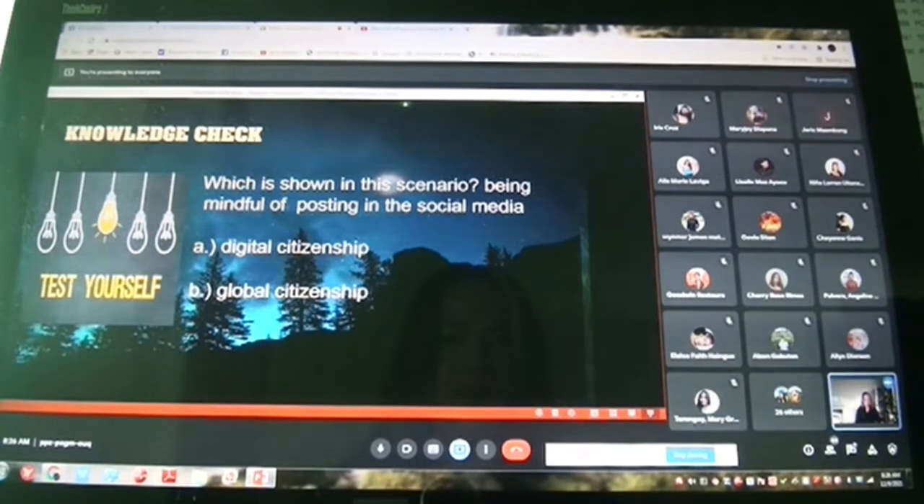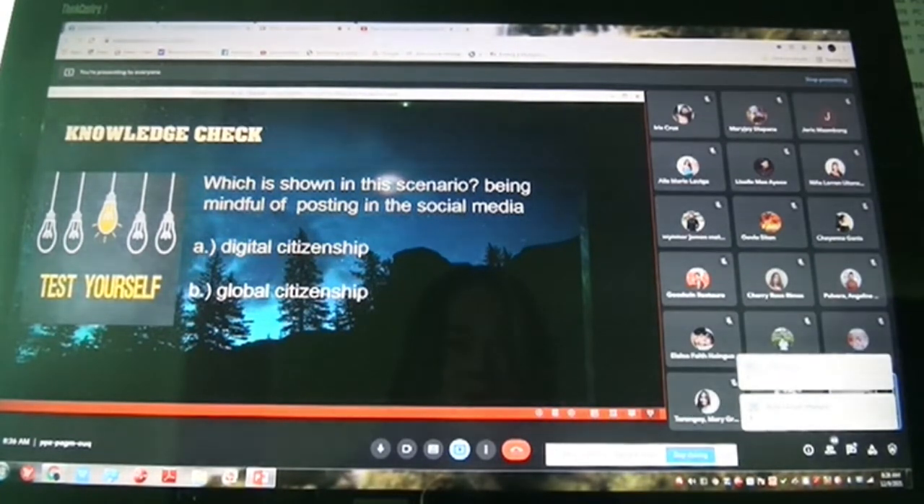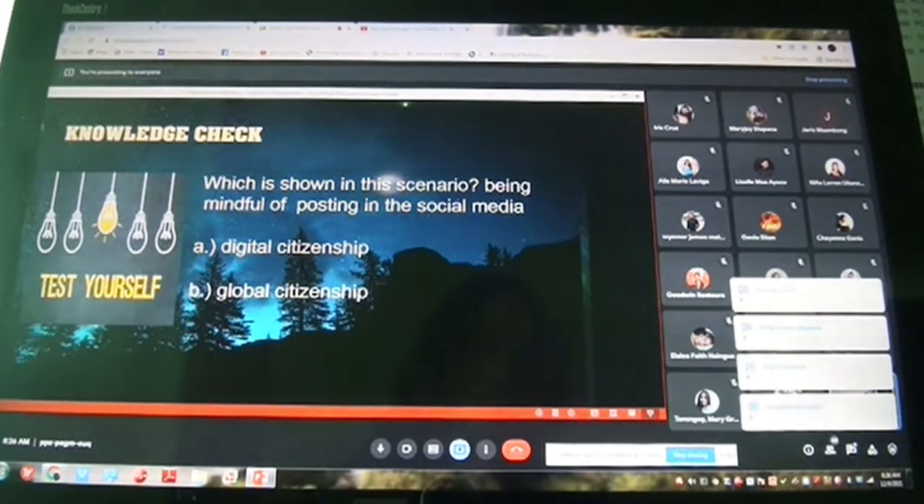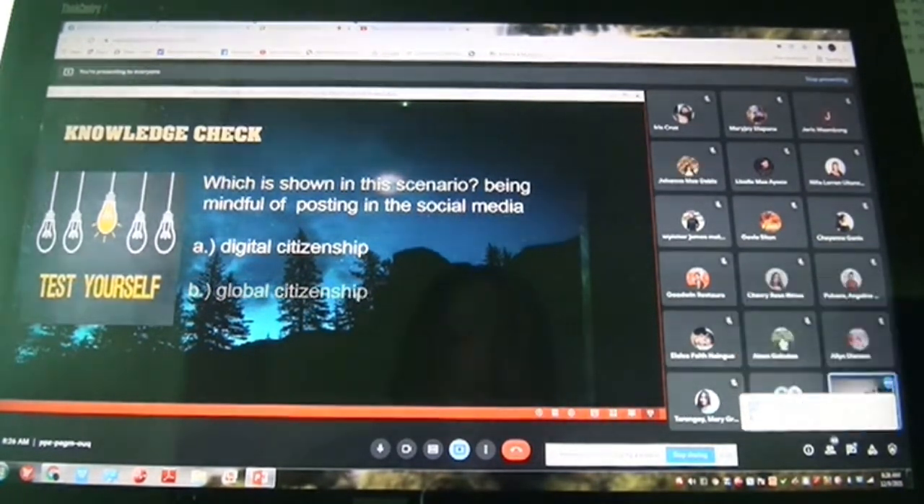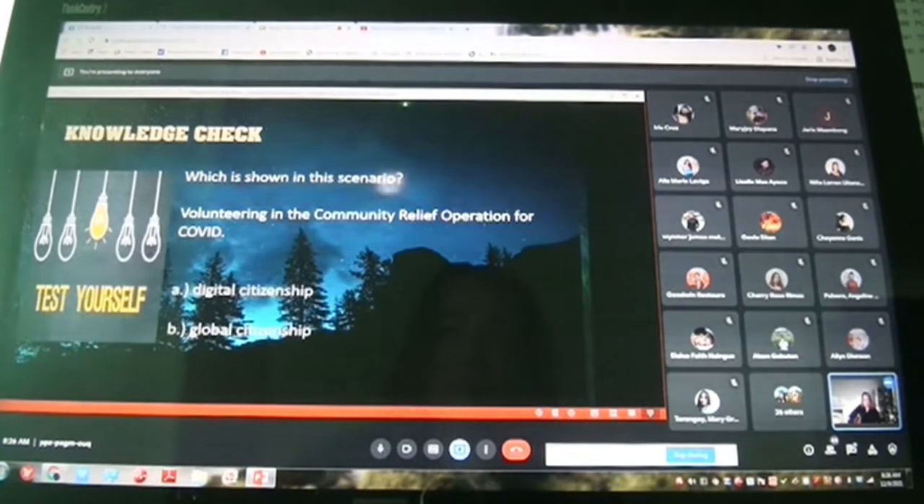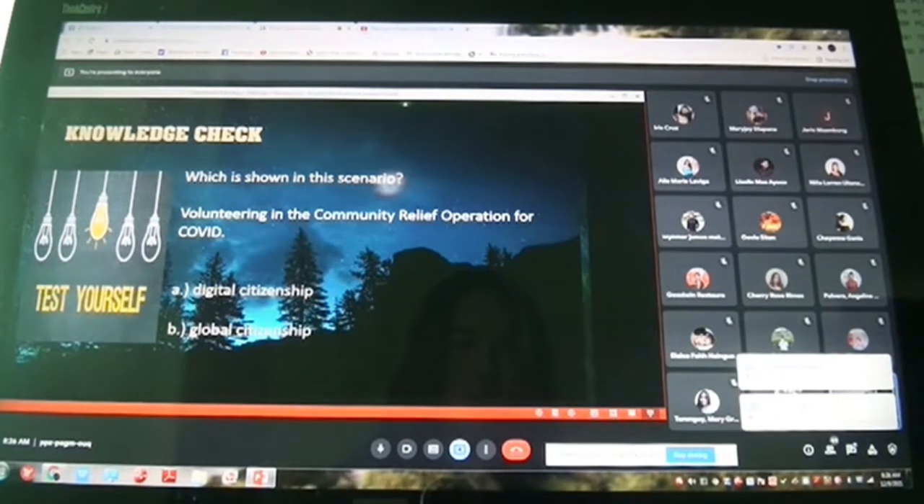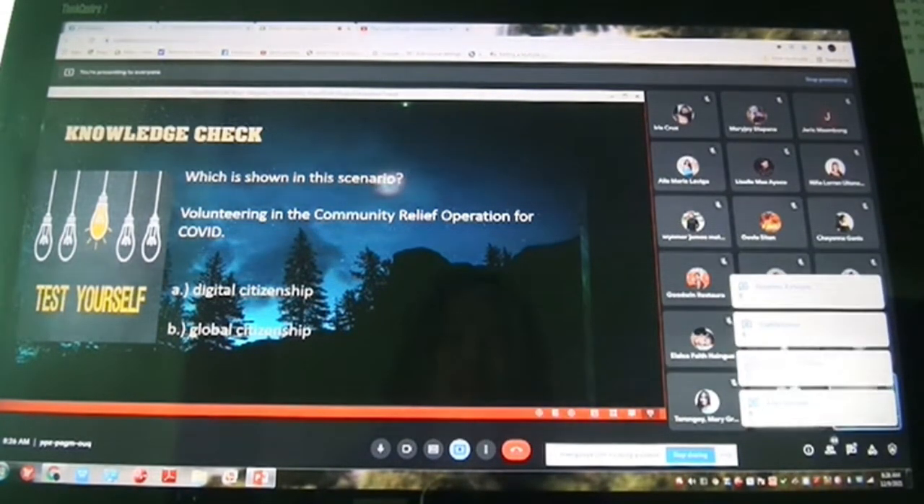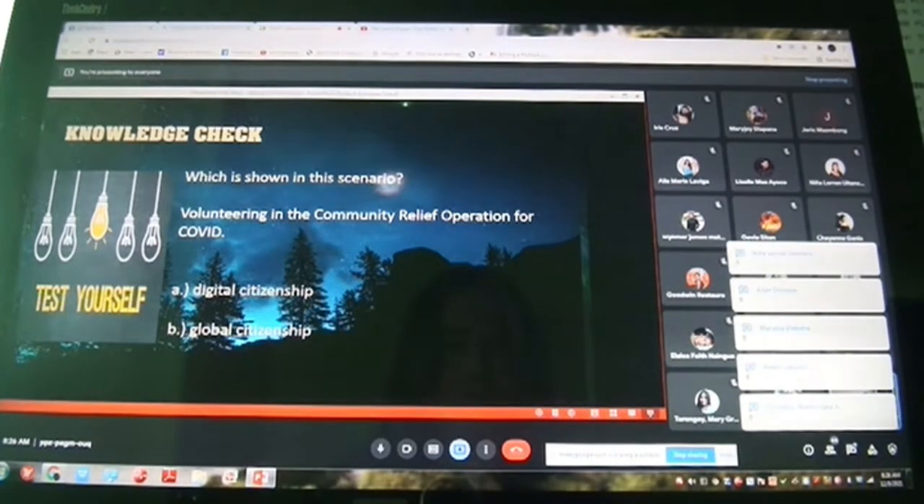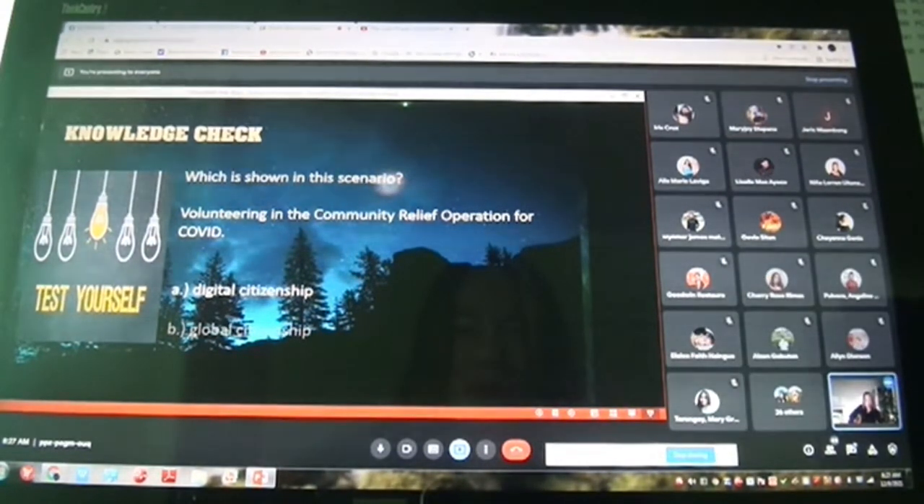Next, which is shown in this scenario? Being mindful of posting in social media. A. Digital citizenship. B. Global citizenship. And the answer is digital citizenship. Next, which is shown in this scenario? Volunteering in the community relief operation for COVID. A. Digital citizenship. B. Global citizenship. I'm sure the answer is global citizenship.